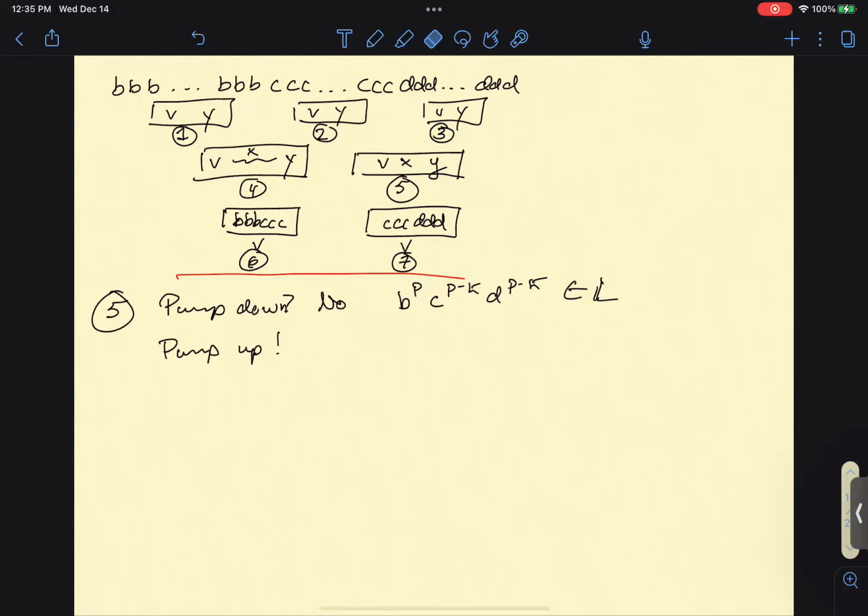And then you'll get something like B^p, C^(p+k1), and then D^(p+k2). And then here the contradiction is that the number of C's is strictly greater than the number of B's. Right, and that's a contradiction, right? And then we're done, because we covered all cases.